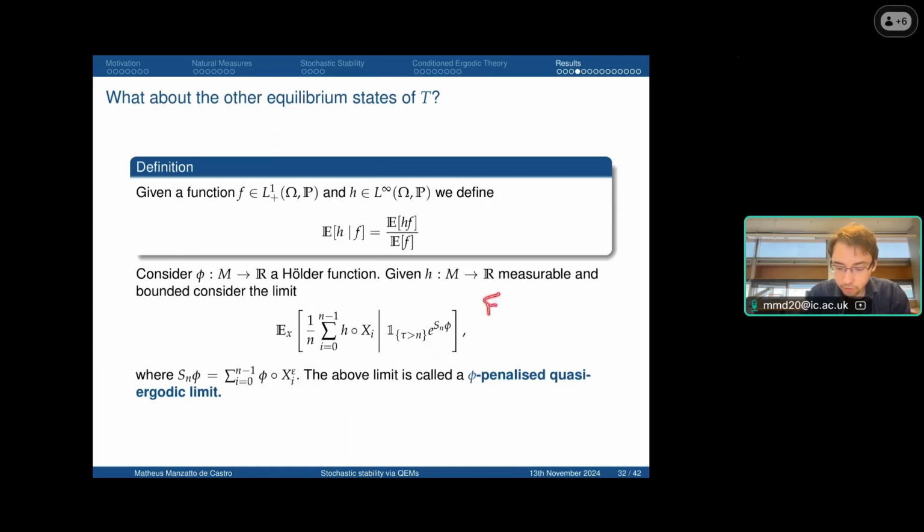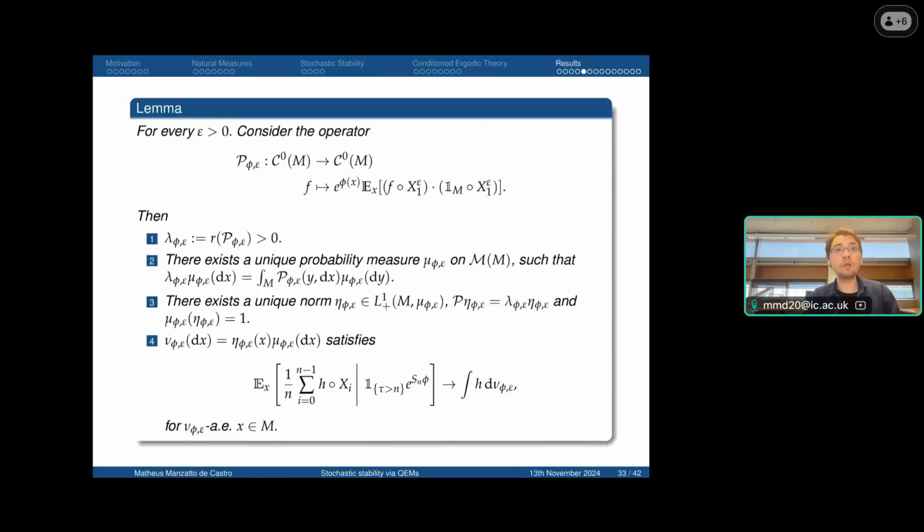So this is part of the Feynman-Kac formulae, if you are familiar, and it's something that has interest in physics. So there is a whole branch of probability which looks into this type of limits for stochastic processes. And if this measure converges to something, it's called a phi-penalized quasi-ergodic limit. Okay, and what we have shown as well is that for this system, when you look at this new operator, which is the same one that is used in large deviations in probability, you obtain exactly the same thing. So basically the folklore conjecture holds in this context.